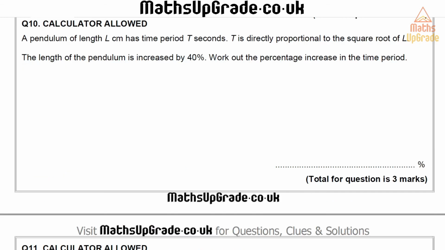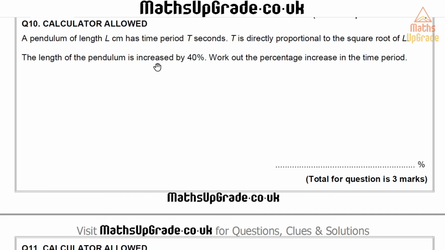Question 10 involves percentages. If you're not sure on percentages and percentage multipliers, be sure to check out my video on this channel. A pendulum of length L has a time period T. T is proportional to the root of L. The length of the pendulum is increased by 40%. Work out the percentage increase in the time period.